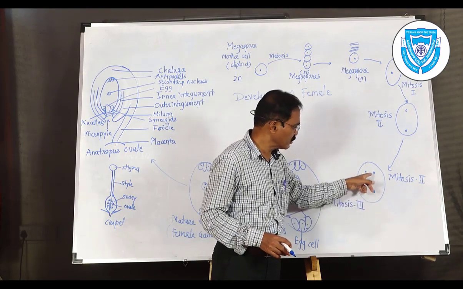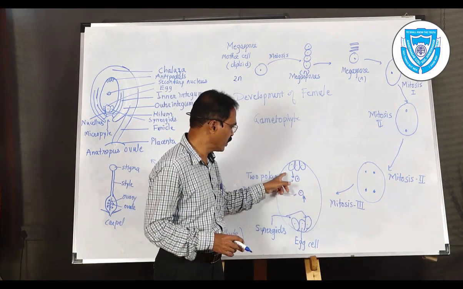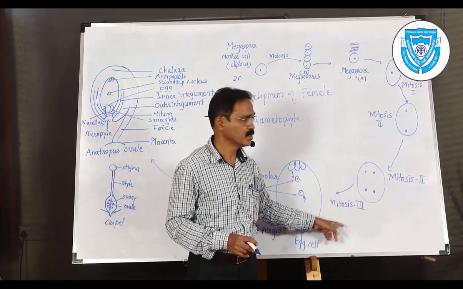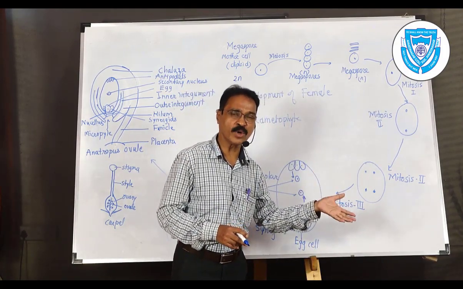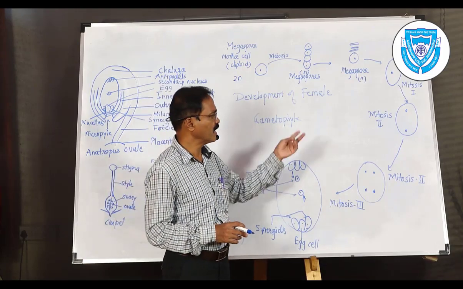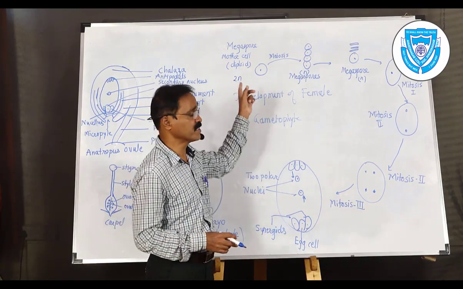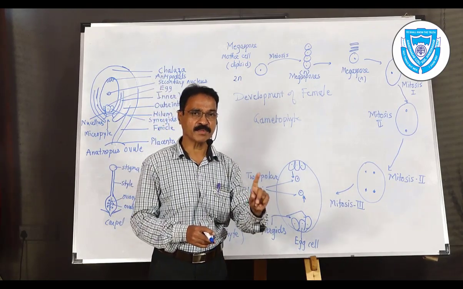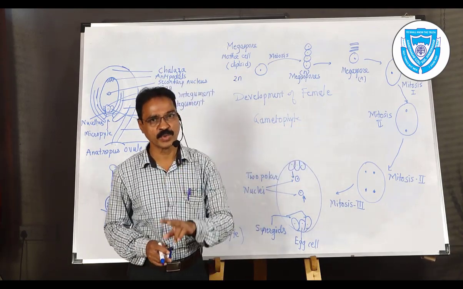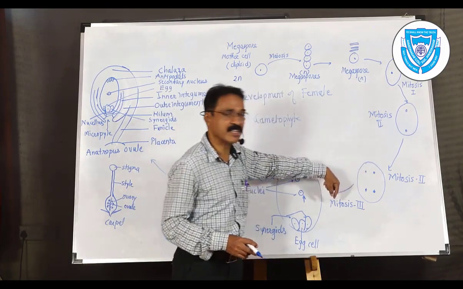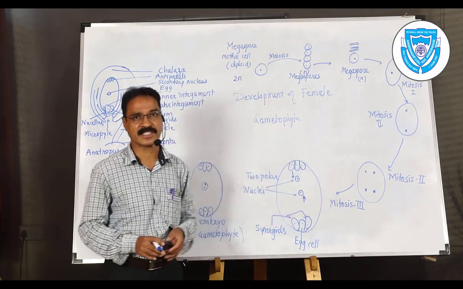And again the 4 cells, 4 nuclei, undergo mitosis and develop into 8 cells. So 1, 2 and 3. 3 times it undergoes mitotic cell division. And hence, as a result of mitosis, a single cell gives rise to 2 cells. But in meiosis, remember, when meiosis takes place, it gives rise to 4 cells. But in mitosis, a single cell gives rise to 2 cells. In this way, 3 mitotic cell divisions result in the formation of a total of 8 cells.